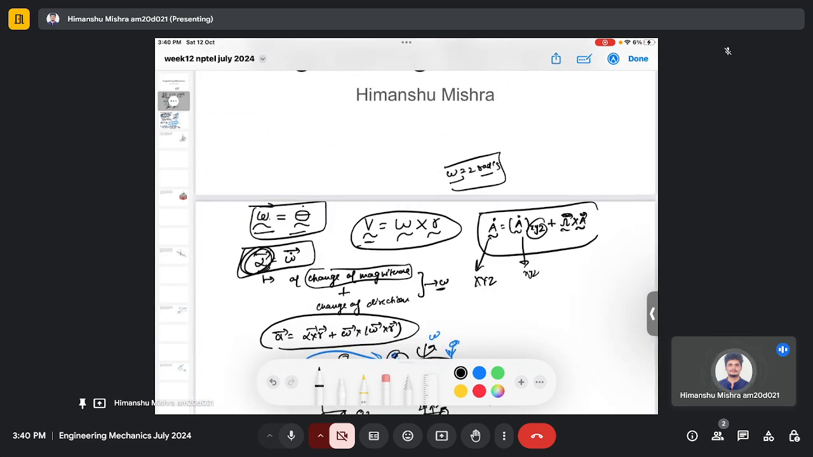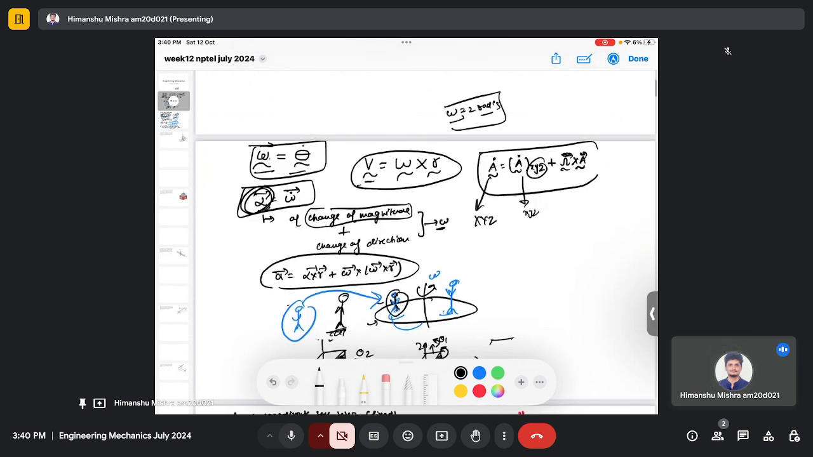So let's start solving problems based on these concepts. We will be using some primary concepts to solve the problem, like the expression of linear translational velocity, the expression of translational acceleration, and we will use the expression of the angular velocity as well as the angular acceleration. We will also use the expression to define the change of any vector in the fixed frame with respect to the moving frame.